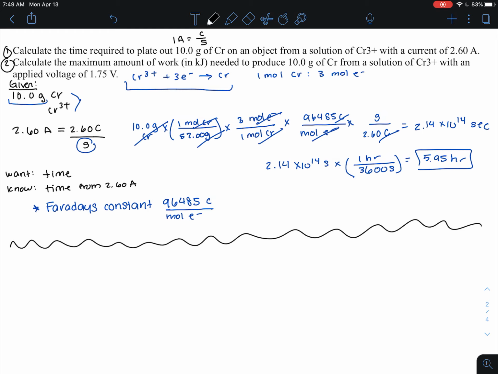So I'm going to kind of draw a line here. Next question. Calculate the maximum amount of work in kilojoules needed to produce 10 grams of chromium. So I'm still given my 10 grams chromium from a solution of chromium ion with an applied voltage of 1.75. So my applied voltage here is 1.75 V. And I want work.